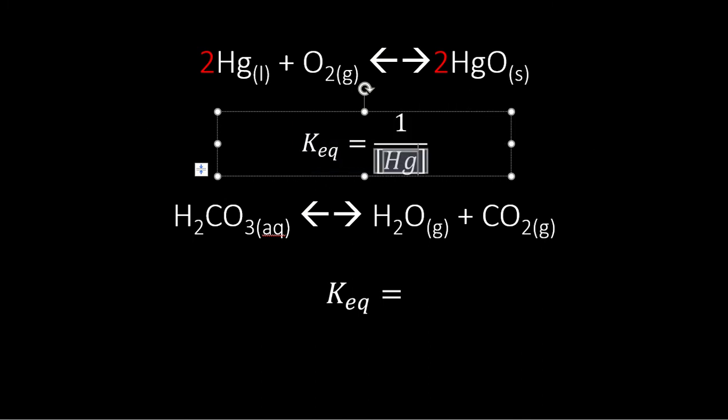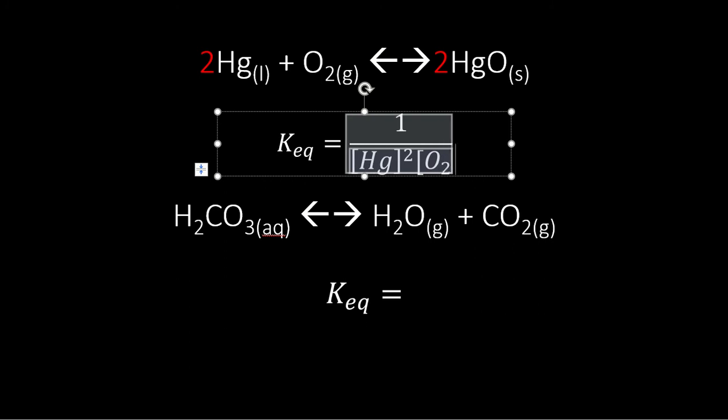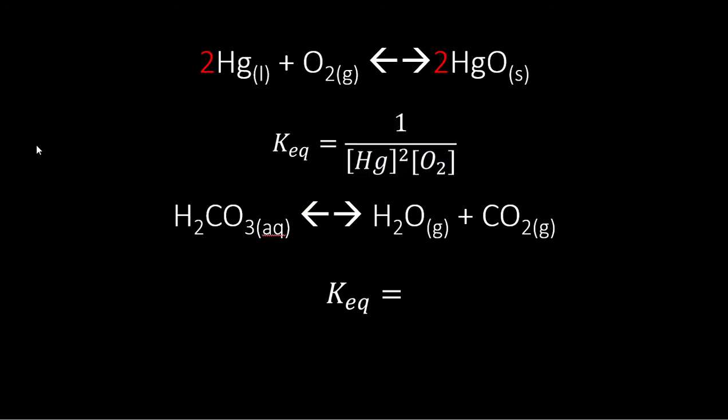We will have mercury, which is in the liquid state, and we will raise it to the second power, and we will multiply it by the concentration of molecular oxygen raised to the first power. So for this top reaction, that would be the equilibrium expression: 1 over the concentration of liquid mercury squared times the concentration of molecular oxygen. And again, these are going to be the concentrations that are specifically at equilibrium.